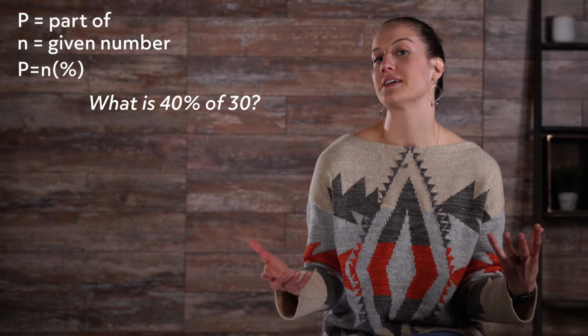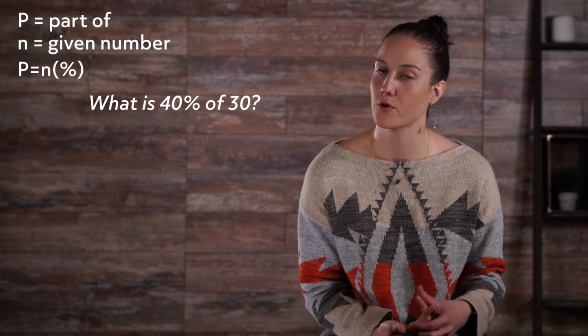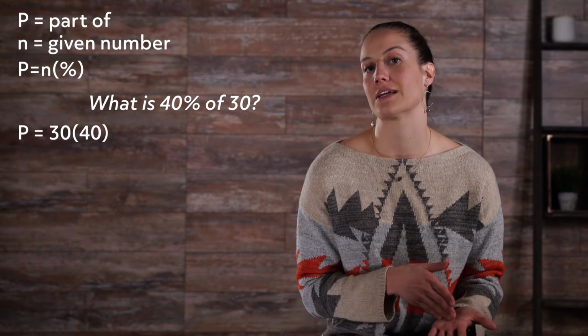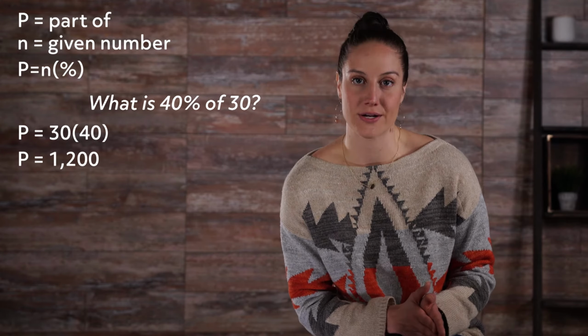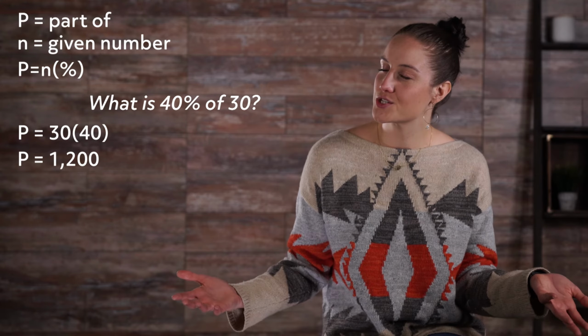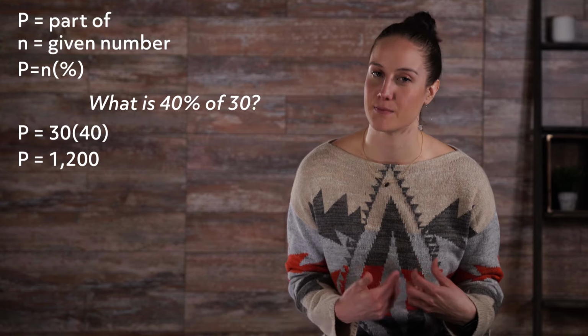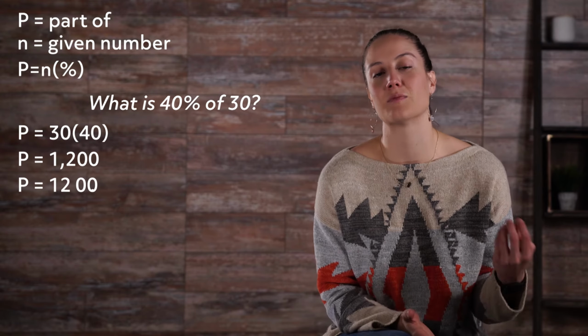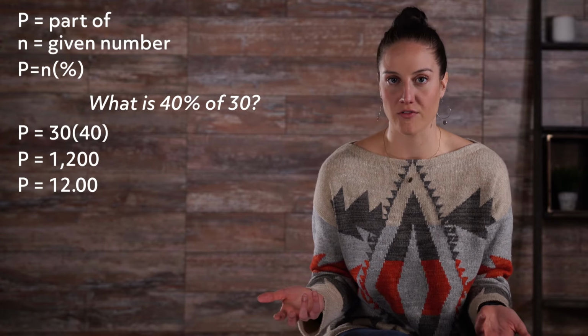What is 40% of 30? To answer this question, let's follow our formula. P equals 30 times 40. P equals 1,200. Now that we have our number, what should we do next? That's right, we need to add our decimal point. Our final answer is P equals 12. 40% of 30 is 12.